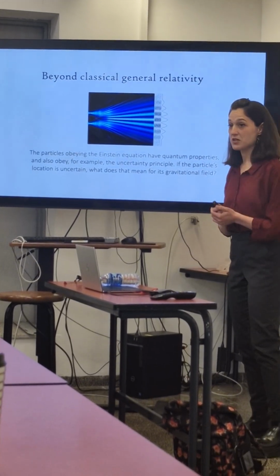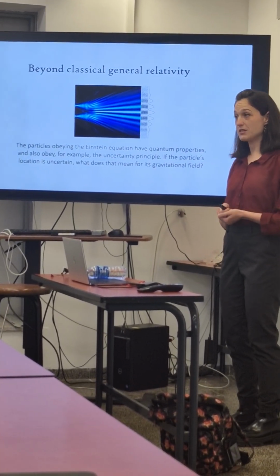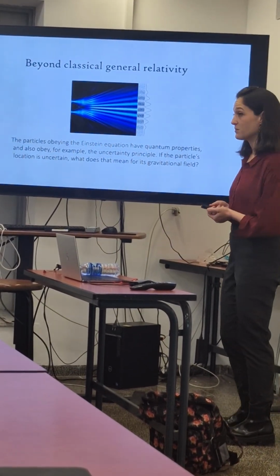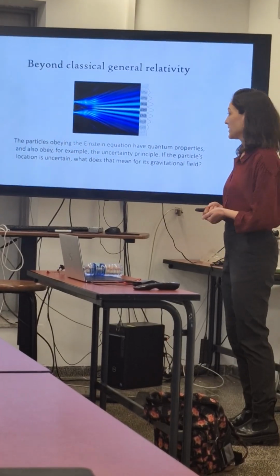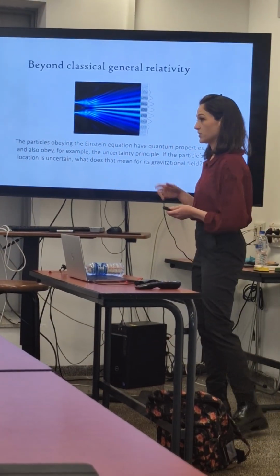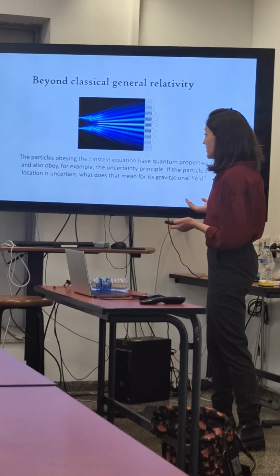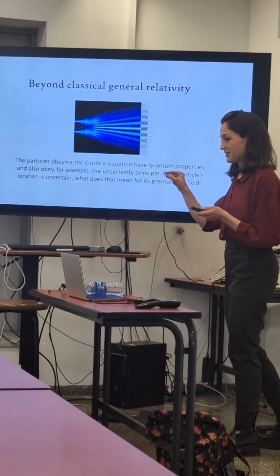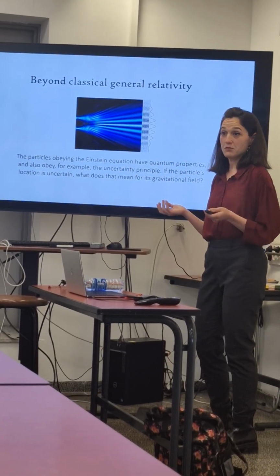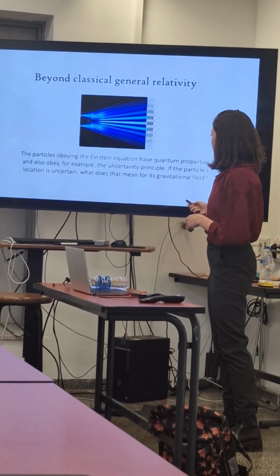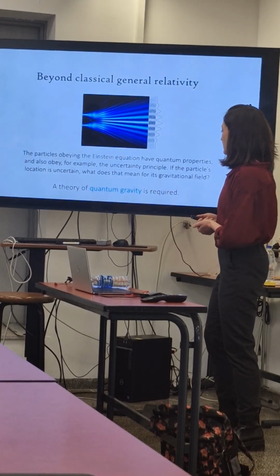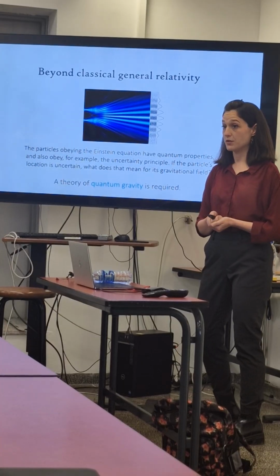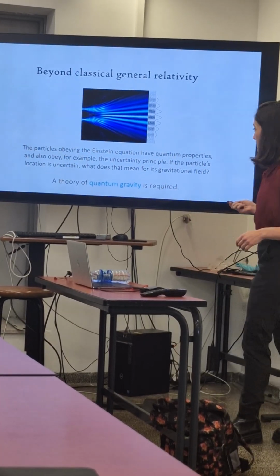But despite general relativity being a very successful theory enduring for decades, it does not tell the full story of our reality, because we know that reality is quantum. So for example, the particles that obey the Einstein equation have quantum properties, and they also obey, for example, the uncertainty principle. So if we don't know where the particle is located, what does that mean for the gravitational field of the particle? That kind of question leads us to the fact that a theory of quantum gravity is required. And this is a holy grail in physics.